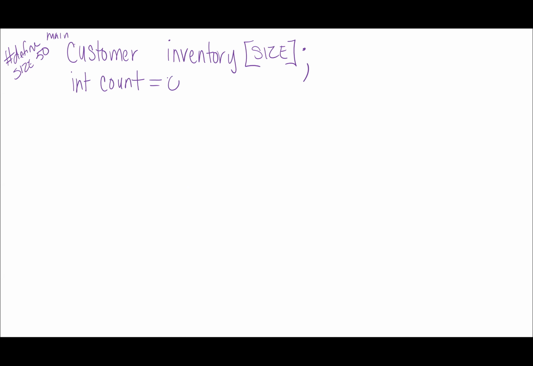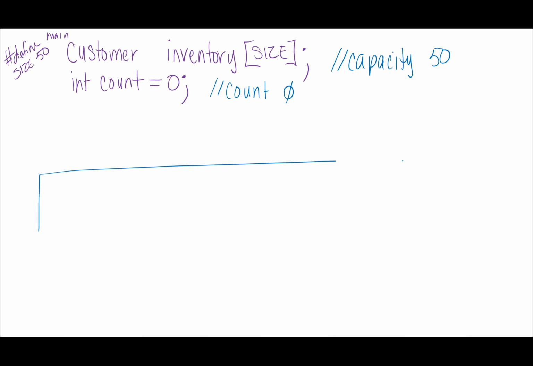It's going to be initialized to 0 because at the moment our inventory is empty. So we have a capacity of 50, and we have a count of 0. The reason we have a count of 0 is because we haven't put any customers into our array yet. So let's draw this array here.